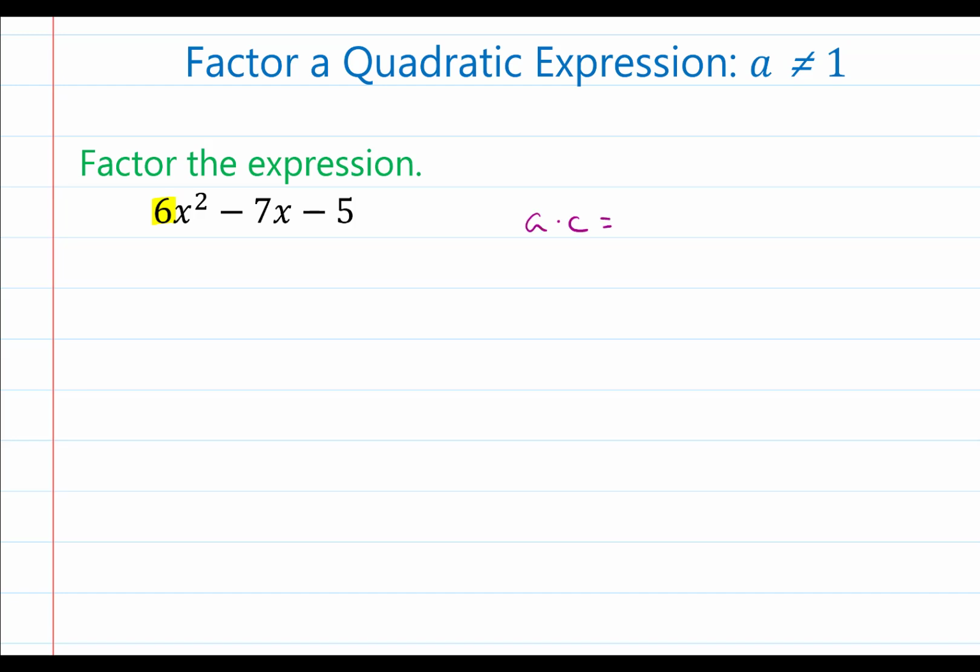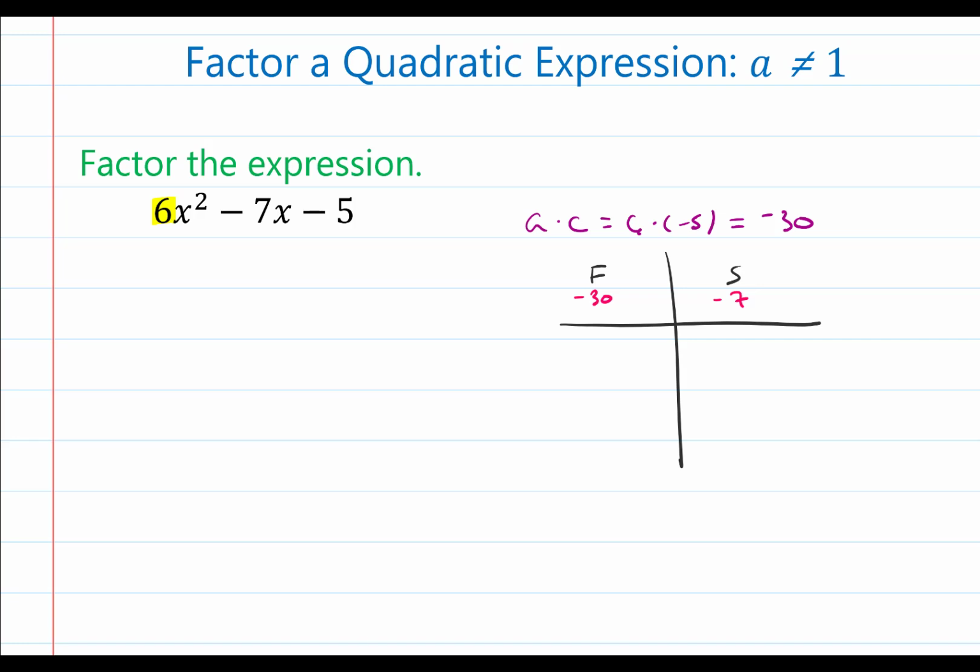So the first thing you'll do when you are factoring by grouping is multiplying a and c together. So in this case, that would be 6 times negative 5, which results in a product of negative 30. Now our goal is to find factors of negative 30 where the sum of those factors is equal to negative 7. To do this, I like to create what is called a factor sum table.